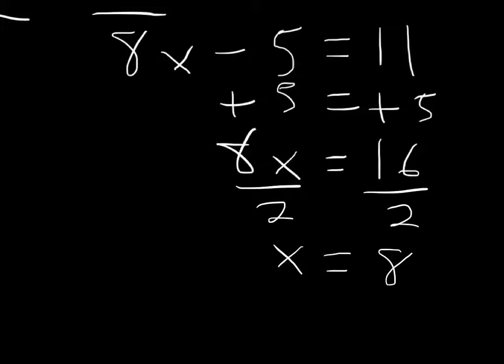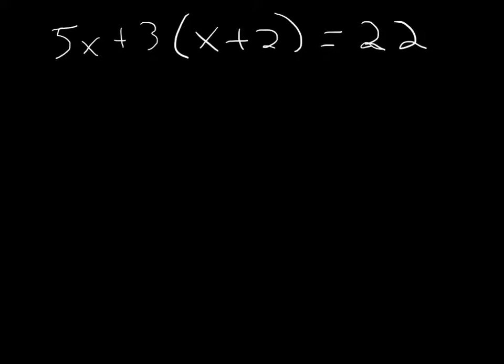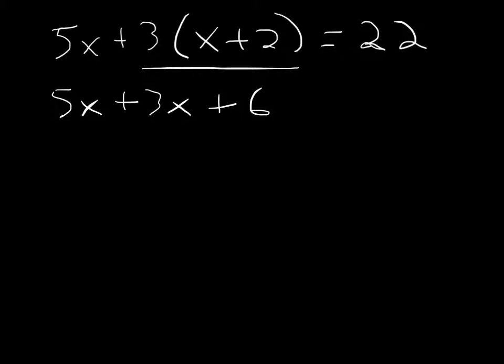Let's try another one. Now in this problem, again, we're going to have multiple steps. The first step in this is going to be dealing with the distributive property. We have to distribute the 3 to the entire parentheses. 3 times x is 3x. 3 times 2 is 6.